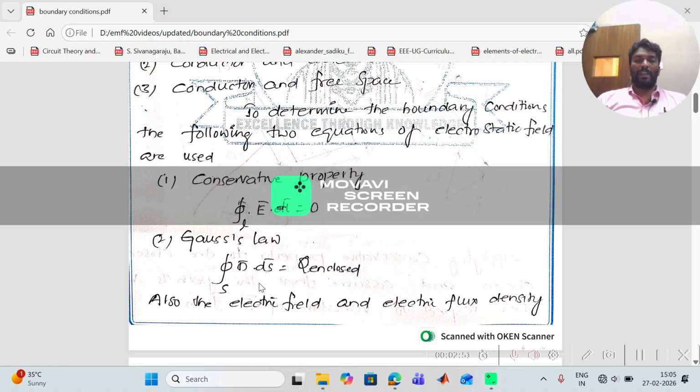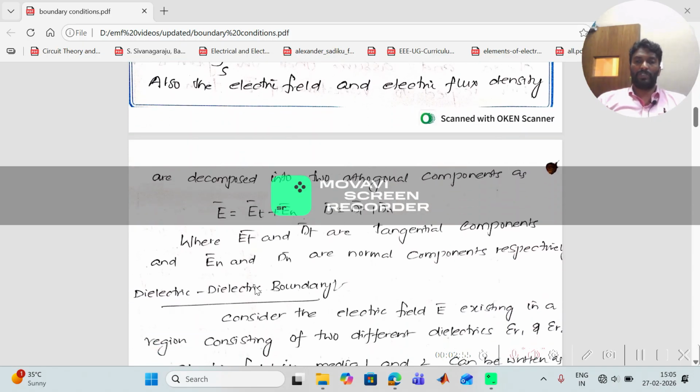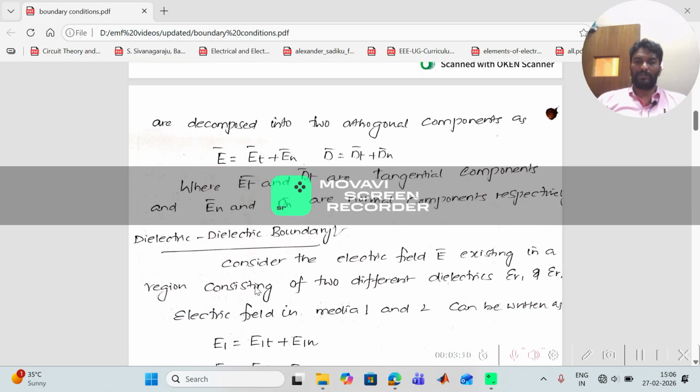Also, the electric field and electric flux density are decomposed into two orthogonal components, like E is equal to Et plus En and D is equal to Dt plus Dn. Here E and D are the electric field intensity and electric flux density, which are resolved into two components: tangential components and normal components.